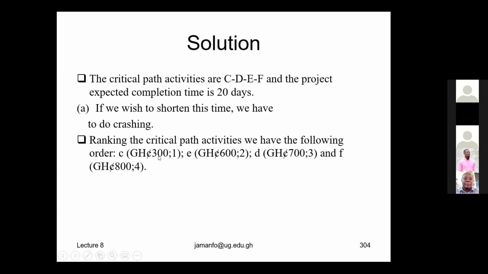So the next from 300 is 600. And we can crash that activity, E, by 2 days. Next is D. We can crash that by 3 days. And the cost per crashing per day is 700. And the final one is F, which we can crash for 4 days at the cost of 800 Ghana cedis.